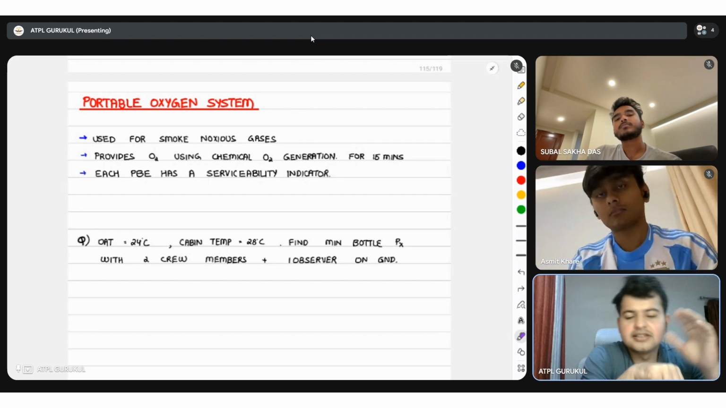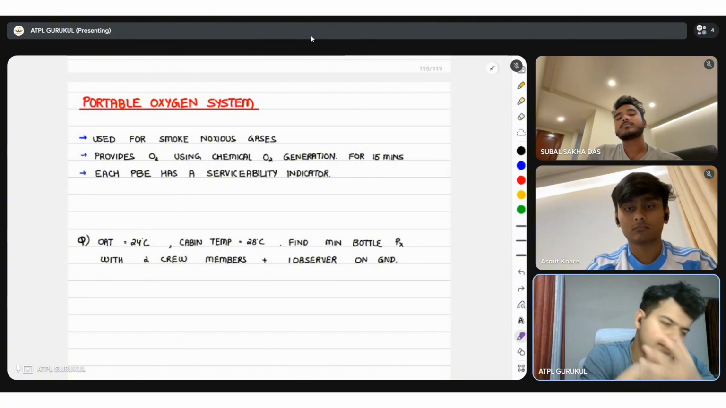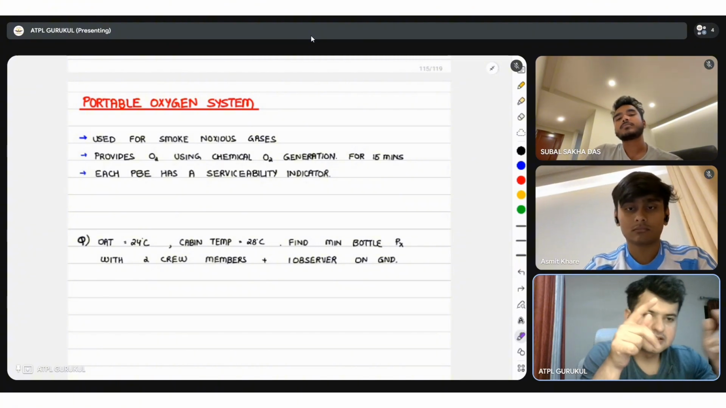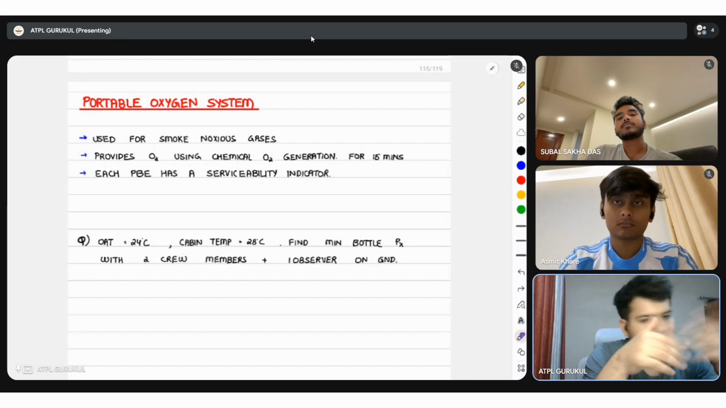Okay. Where is this PBE kept? Is it kept in the cockpit? It is kept in the cabin. It can be kept anywhere. It can be kept in both the places. It cannot be kept in the cabin. It can be only kept in the cockpit, and vice versa. It depends from your airline to airline.